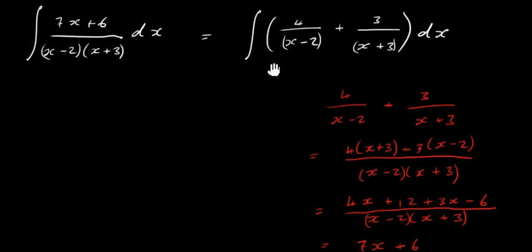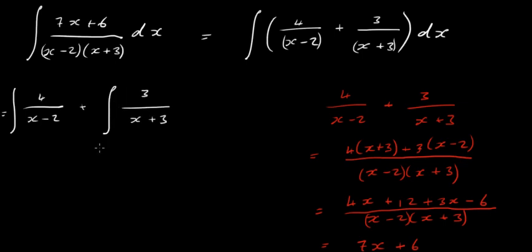So that's fine. Now all I've got to do really is find the integral of these two expressions here, rather than this complicated looking expression. So let's just do that. Well, the integral of two things added is just the integral of each one and then add the integrals. So it's going to be equal to the integral of 4 over x minus 2 plus the integral of 3 over x plus 3.